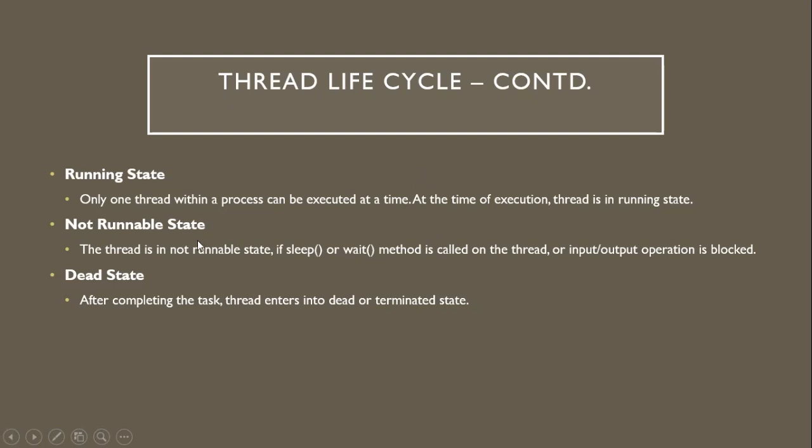Not runnable state, thread is not in a runnable state. So if sleep or wait method is called on the thread, or input output operation is blocked, we call it a not runnable state. So not runnable state is a state when the thread is not running. Why is the thread not running? When we invoke the sleep method or the wait method, or we block the input output operation of the thread, that is why it is called not runnable state.